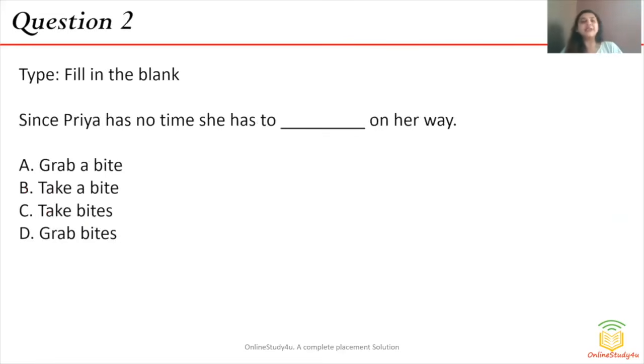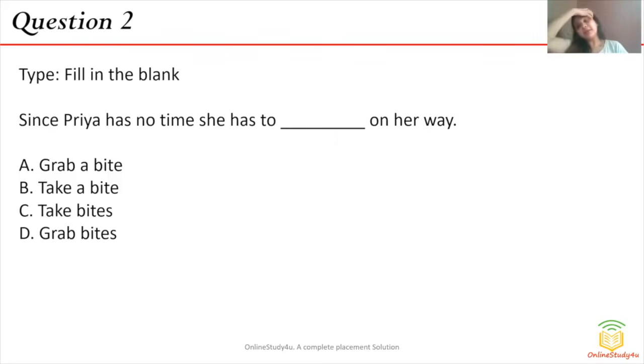The next one is comparatively easy. Since Priya has no time, she has to dash on her way. Something we need to look at is no time. When it is no time, this person is definitely rushing somewhere, in a hurry. So there is something she has to do on the way because she has no time. Now what could she do? Would it be grab a bite, take a bite, take bites, or grab bites? Which one would it be?